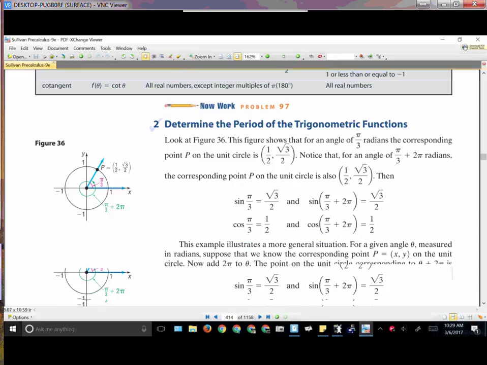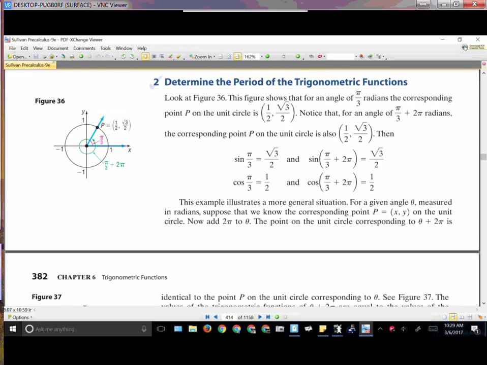Now, next thing, period. When we're talking about these type of functions, these are periodic functions. In other words, they repeat over and over and over again.